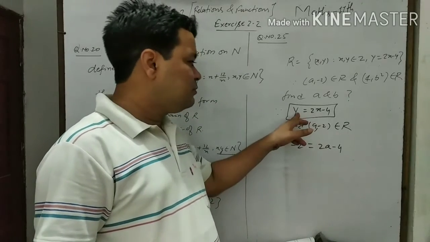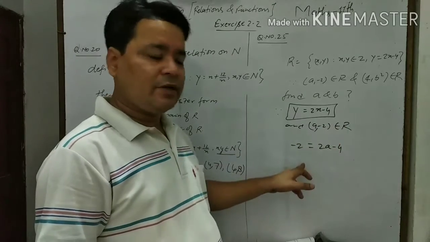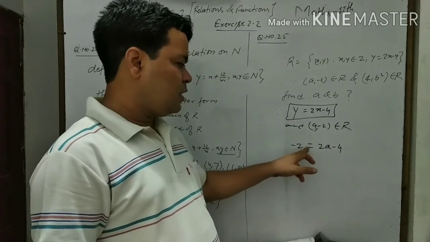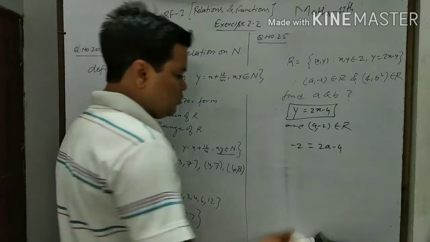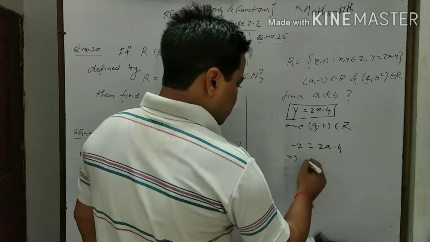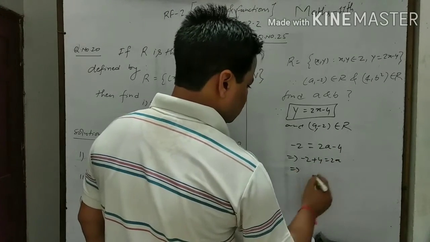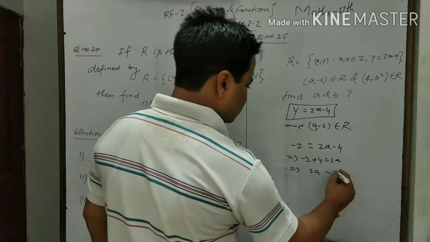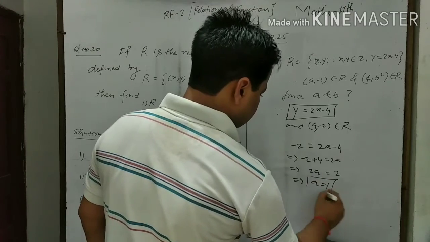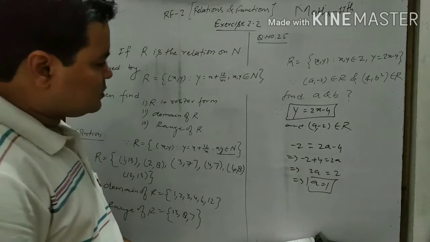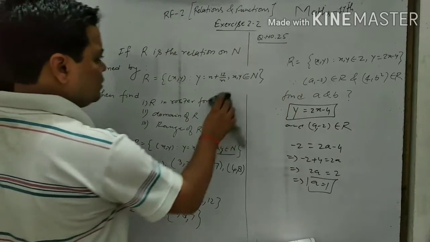Here the second term is equal to 2 into the first term minus 4. So here also, in the same way, -2 = 2a - 4. That's fine. Now, -2 + 4 = 2a. Then 2a = 4 - 2, that is 2. This implies that a = 1. Very simple. This is the answer for a, that is 1. Now let us see what is the value of b.